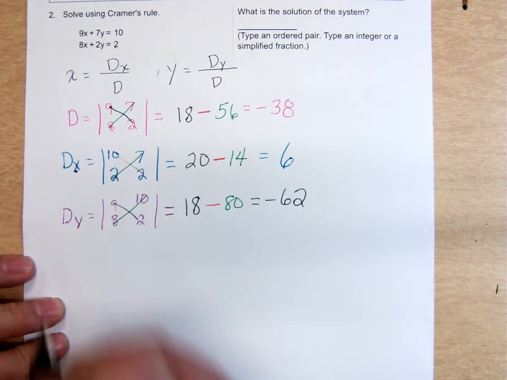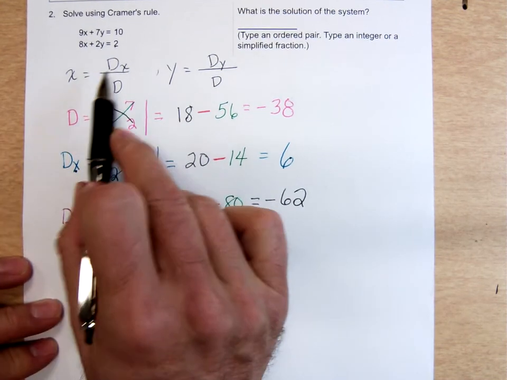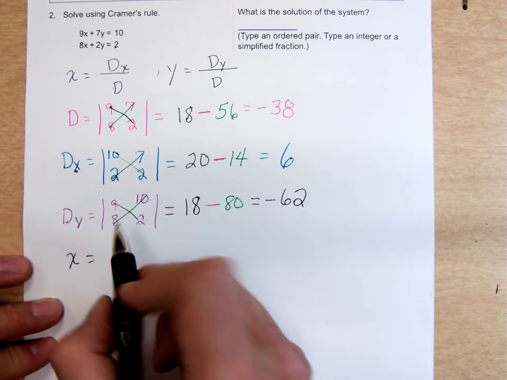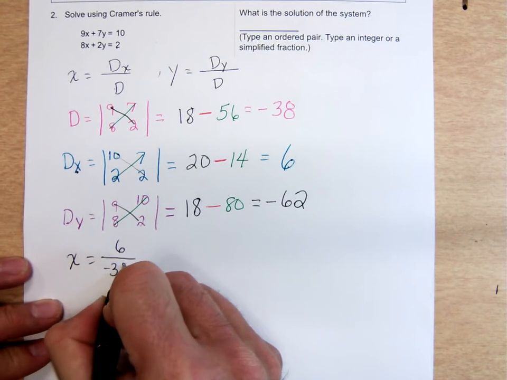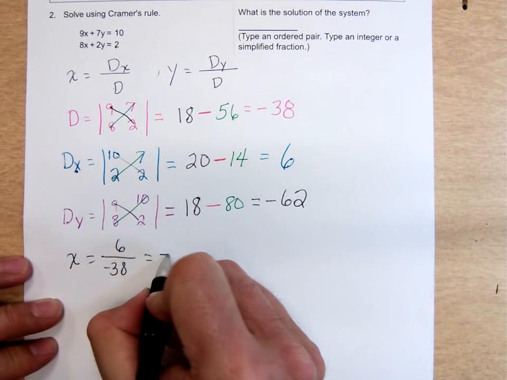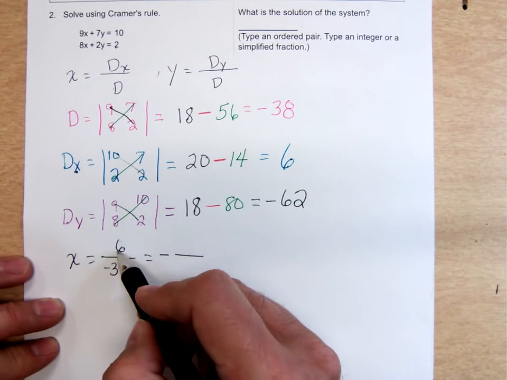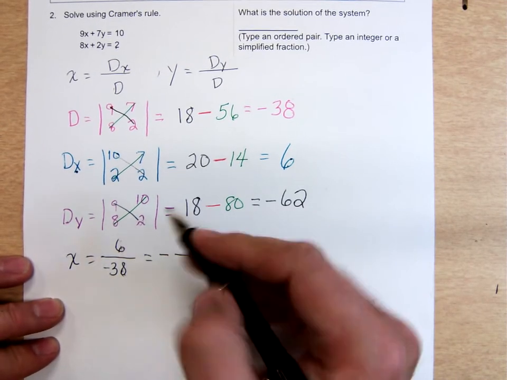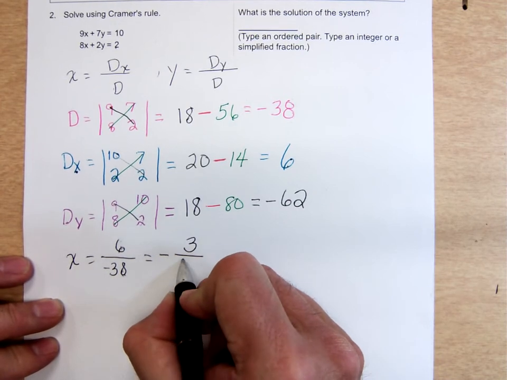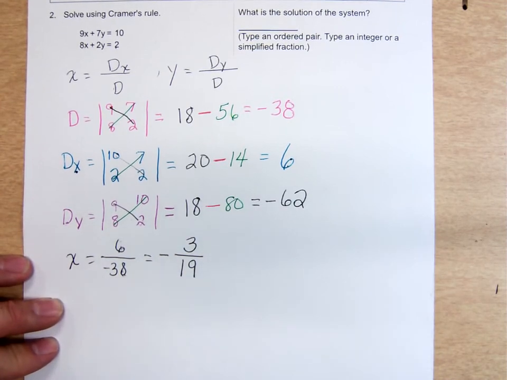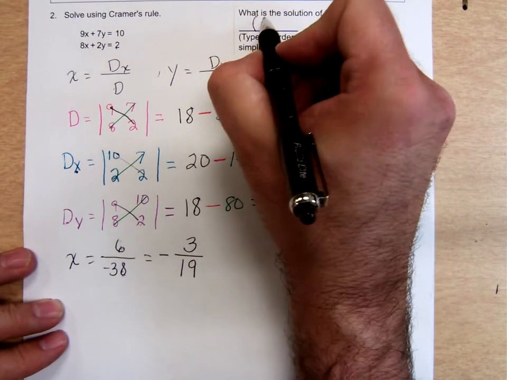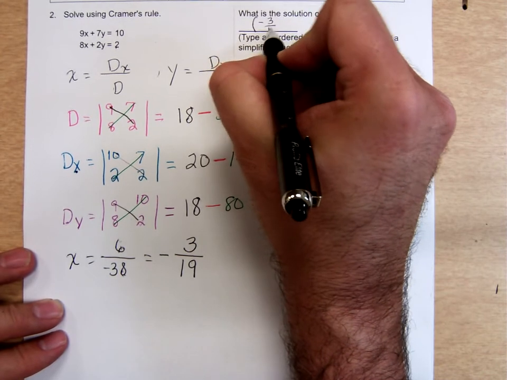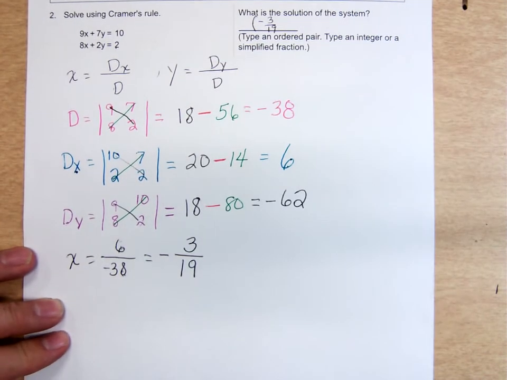So x is dx divided by d. So dx is 6 over a negative 38. Now that's going to be a negative, I guess the 6 over 38, could I divide both of those by 2 to get a 3 and 19? When you type in the solution, be sure to put it in parentheses. Parentheses, negative 3 over 19. There's x.